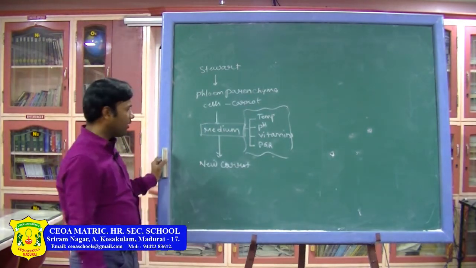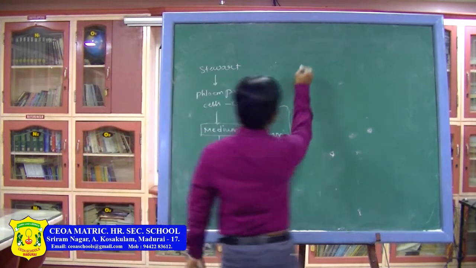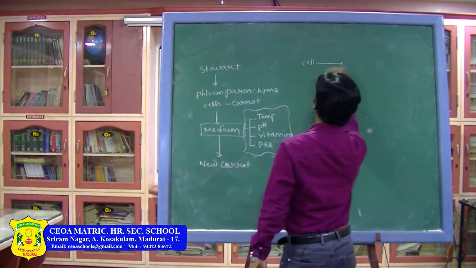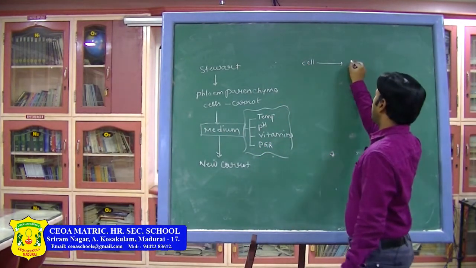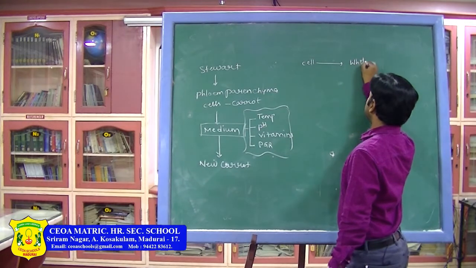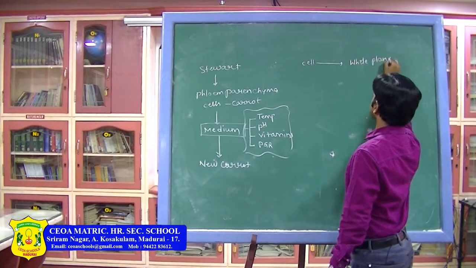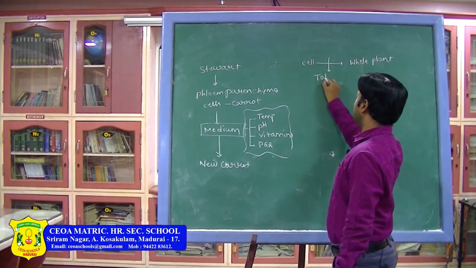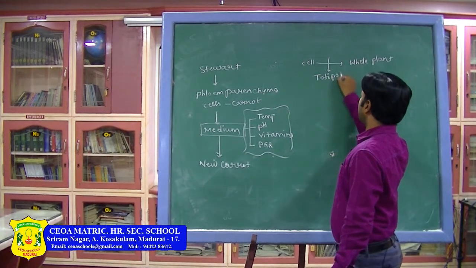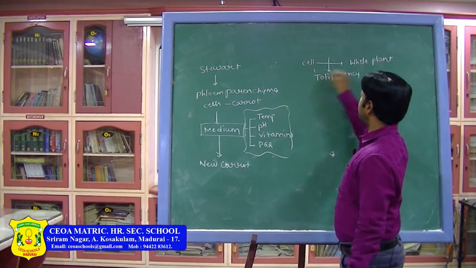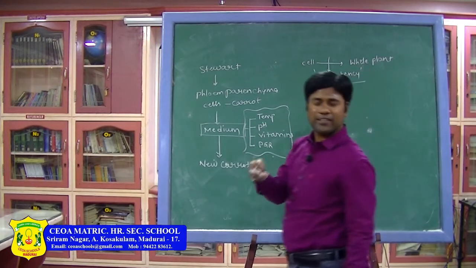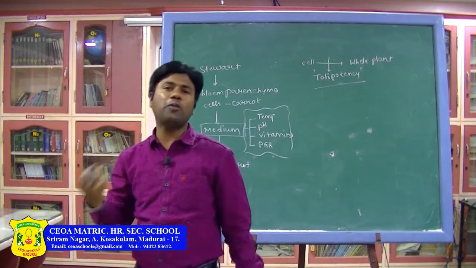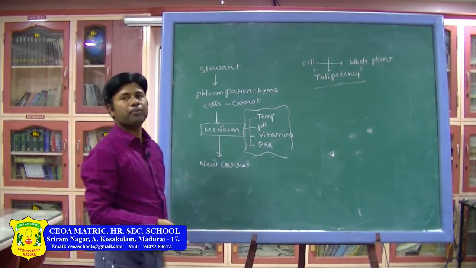New carrot plant. Here, what has happened? A single cell is produced, and from it the whole plant. Which plant? That is the carrot. Okay, this process is called totipotency. What is totipotency? The ability of a cell to produce the whole plant is called totipotency.